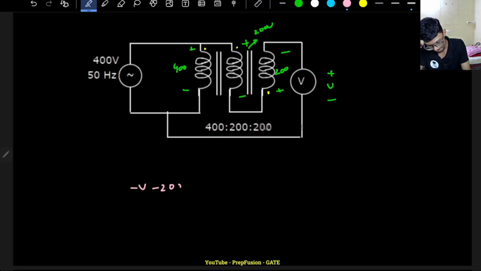So if I apply the KVL starting from here, it will be minus of V, minus of 200, plus of 400. I always take the first sign that I encounter. Equals to 0. So the voltmeter reading is 0. So very basic questions on polarity test will come.